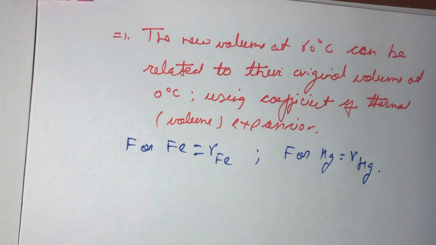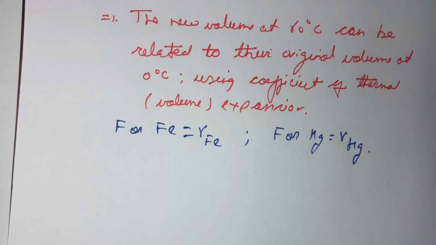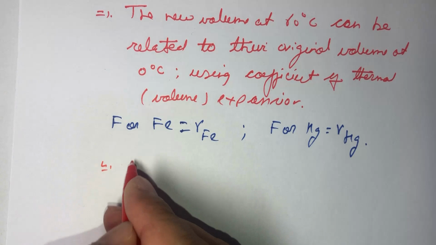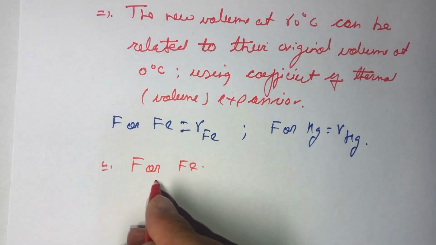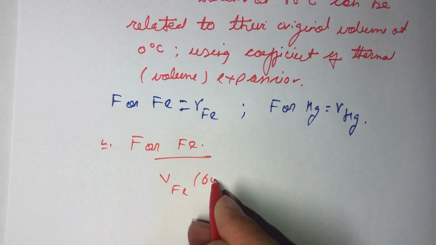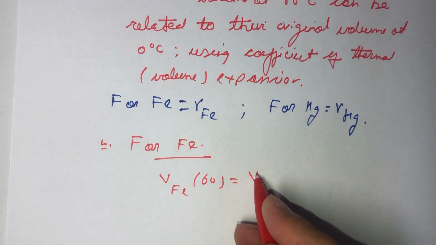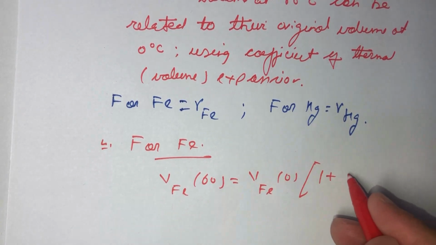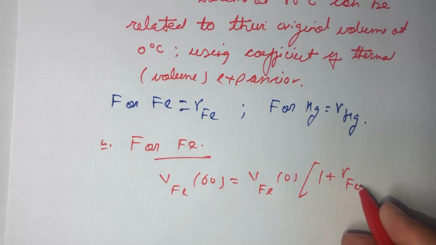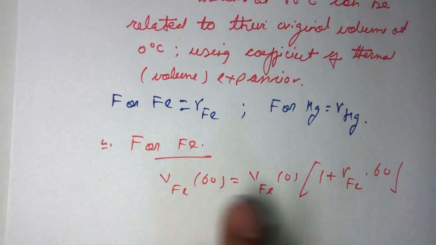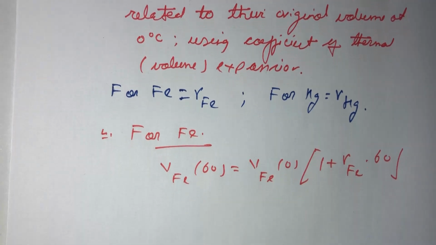So let us find out the relationship for the new volume at 60 degrees centigrade and their original volume at 0 degrees centigrade. For Fe, the volume of Fe at a temperature of 60 degrees will be equal to the volume of iron at 0 degrees centigrade times 1 plus the expansion coefficient of ferrous multiplied by temperature change delta T. Initial temperature was 0, new temperature is 60, so delta T will be equal to 60.